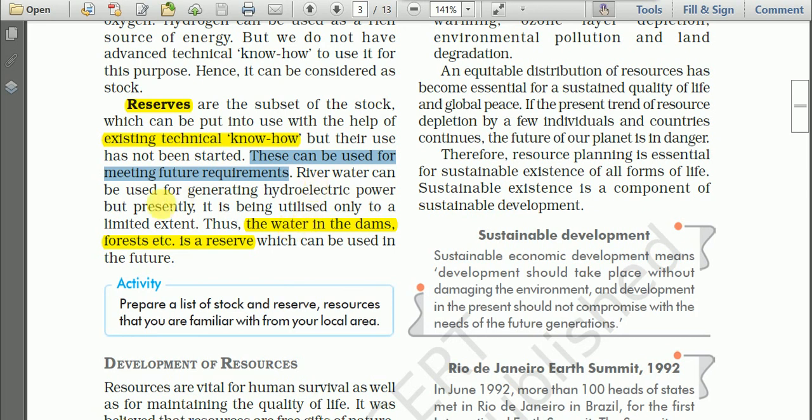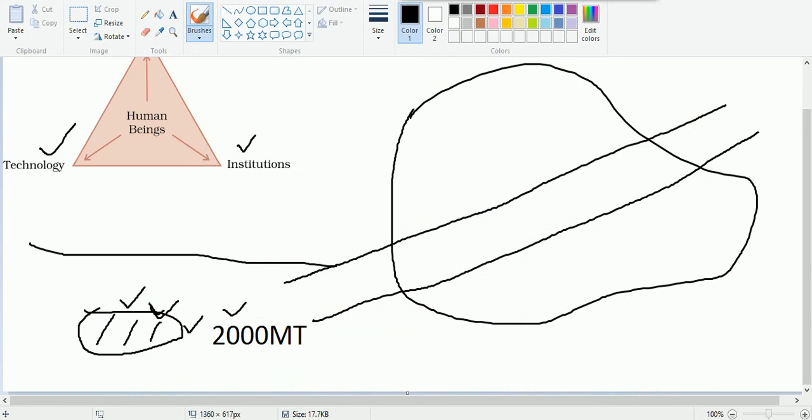River water can be used for generating hydropower, but presently it is being utilized only to a limited extent. Thus, water in the dams, then forest, is a reserve, which can be used in the future. Water in the dams and forests are examples of reserves, because they can be used in the future also.